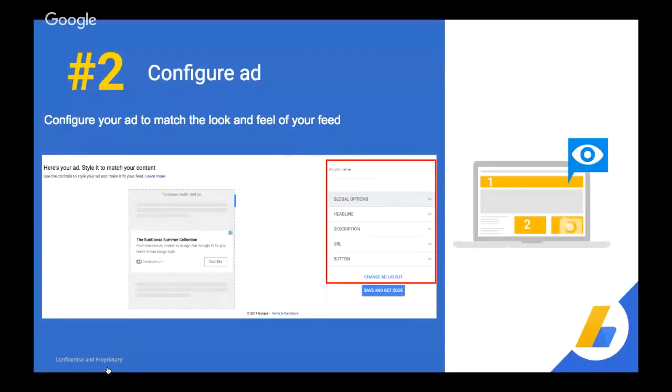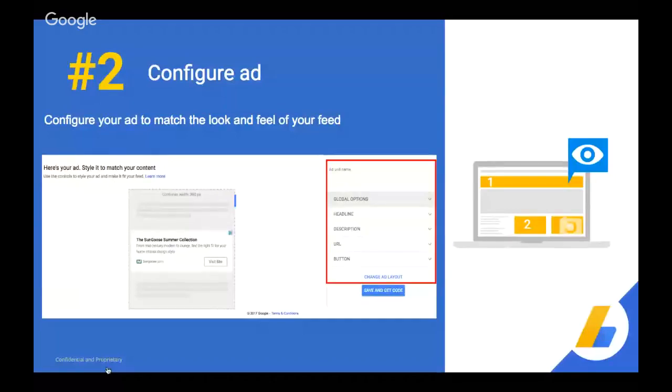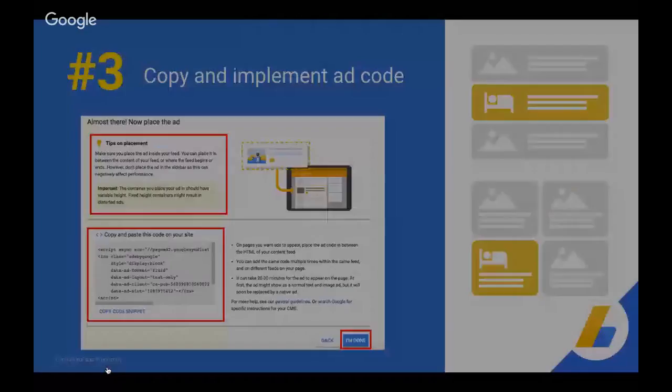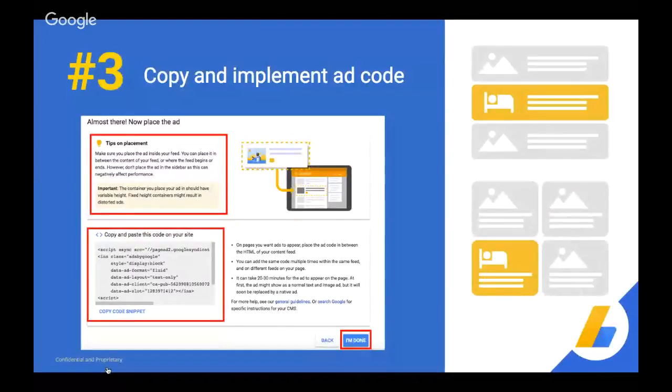The second step, we have to configure our ads. So here we are going to see after in the live account that we are going to show the different types of characteristics that you can adapt and pick from the options. And the last step will be copy and implement the ad code in your page.